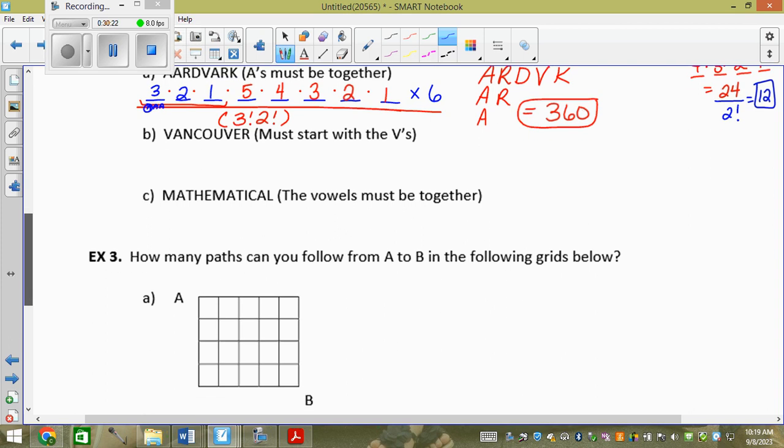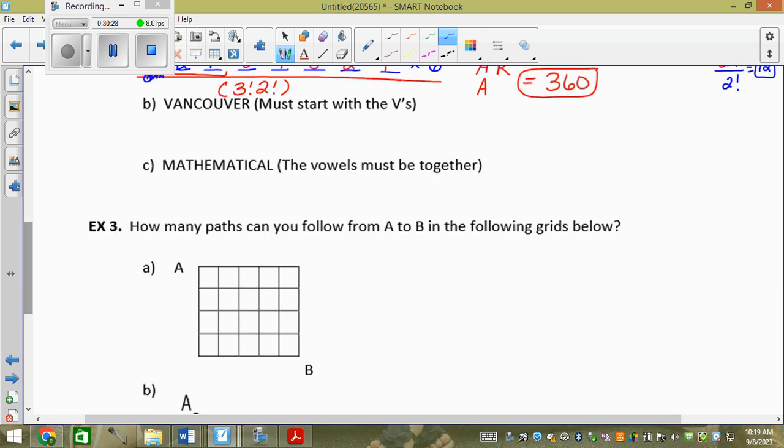So, number 3 says, how many paths can you follow from A to B following the following grids? So, I'm going to show, put your pencils down. I'm going to show you with paths how you can do it so I prove that when I use the fundamental counting principle, it just works. Not that you're just trusting me. Do not do pathways. This is not an outcome. So what I can do is I have to go from A to B. I'm not allowed to circle back.